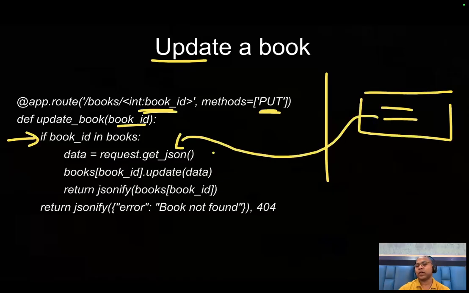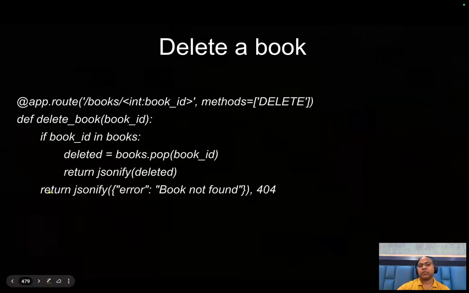This goes into the get input. You receive the request data and just say, hey, the particular ID, whatever book ID I am going to update, the particular data is going to be updated. Else, if the book ID is not found, you can say, hey, book ID not found.